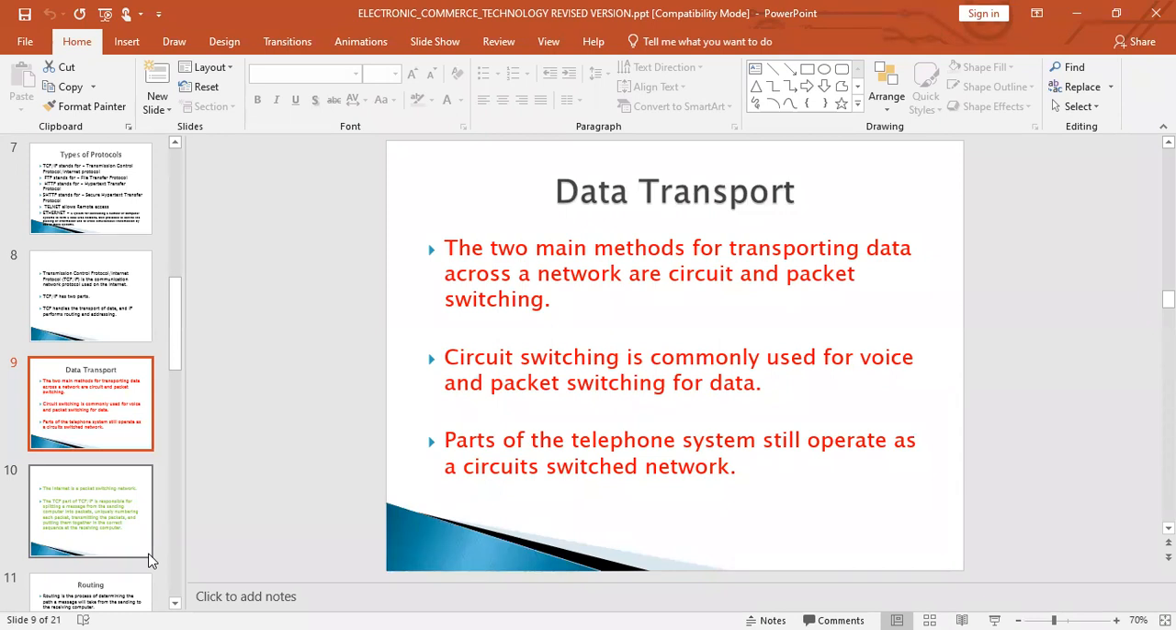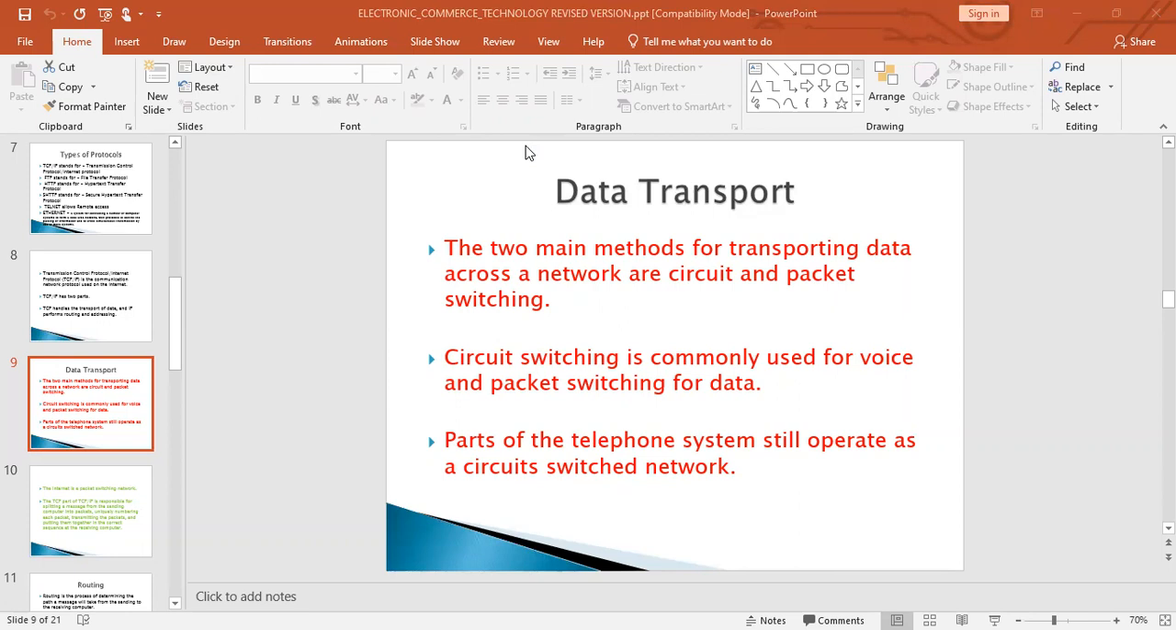And the second method is packet switching, which is used for data transportation. When you send an email from your computer to another computer, it is packet switching which takes charge of transporting that message from your mail to the recipient's mail. So that is the data transportation system. There are two main methods: circuit switching is for voice transport, and packet switching is for data transport.